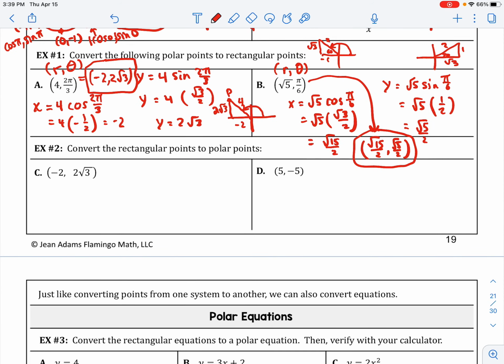Okay, now on example number 2, let's convert the rectangular points to polar points. So these are rectangular, so I know that these are xy points because it told us. They are rectangular points, and we want them in the form of r comma theta points. And so we know that r is equivalent to the square root of our x squared plus our y squared.